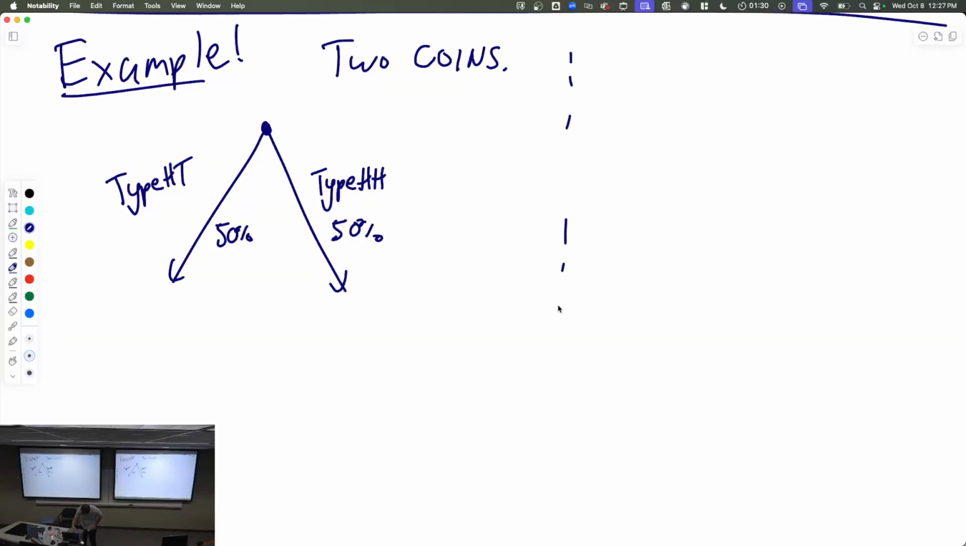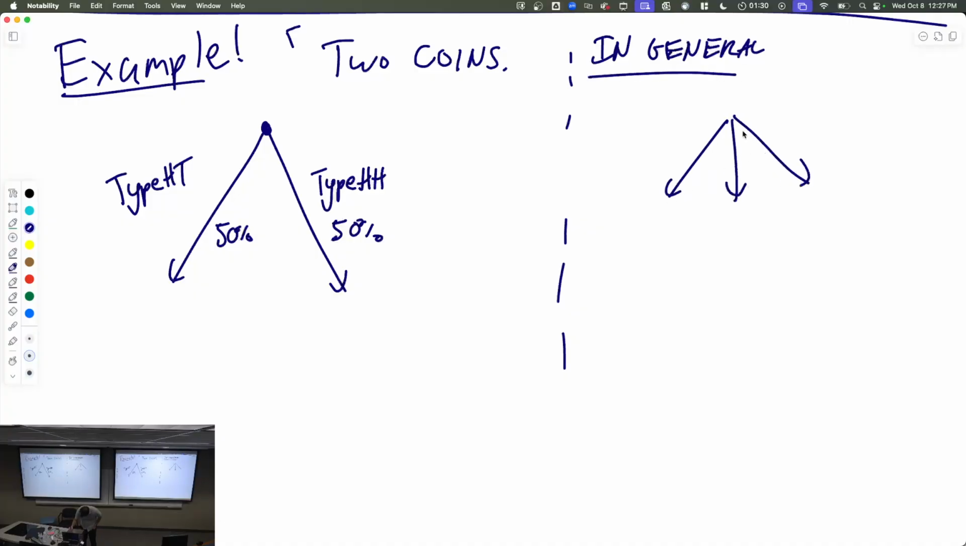In general, you have many classes. There's some class information, class 1 all the way up to class K. And for a given point, it could be any one of these classes. But the interesting thing is that we don't just have to predict the class, is it a type heads tails or a type heads heads coin, on its own. We have some extra information, and that extra information is the observation of what we see.